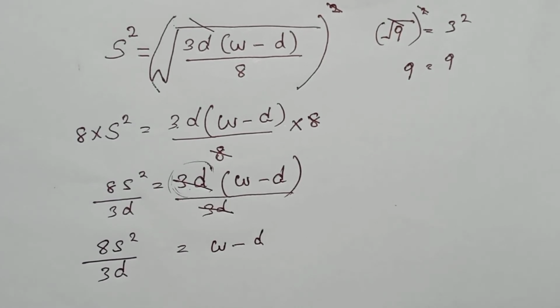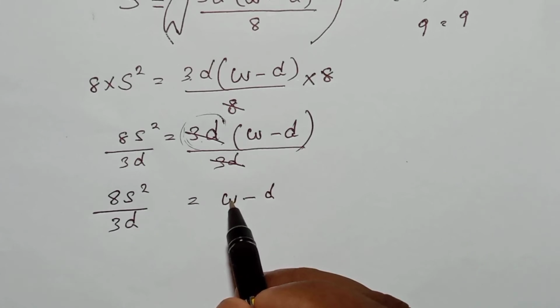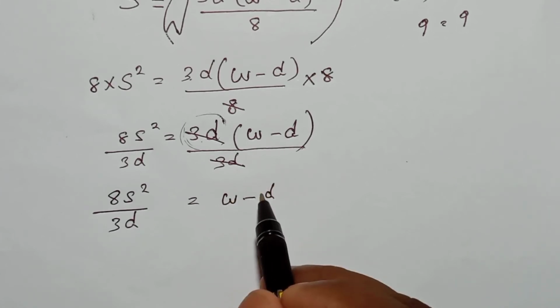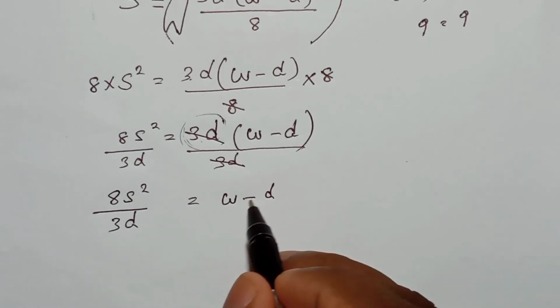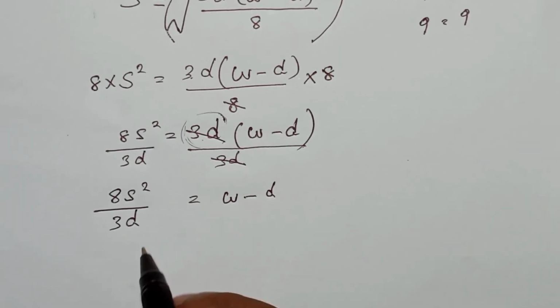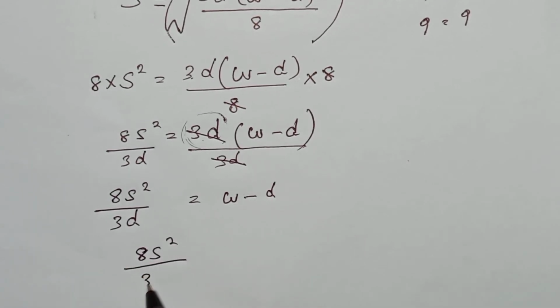Okay, now the last step we need to do. Now we have w minus d here, I will bring the d to the other side. So it will be like this. Here minus d, when I bring it to here it will be plus d. So here 8s squared over 3d.